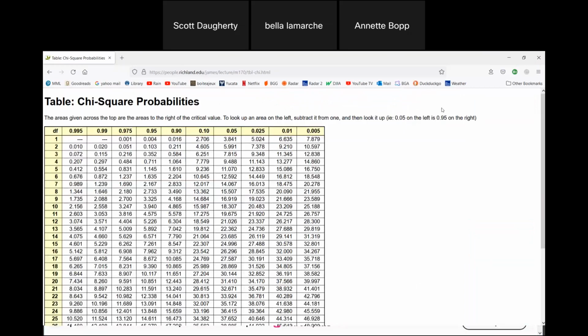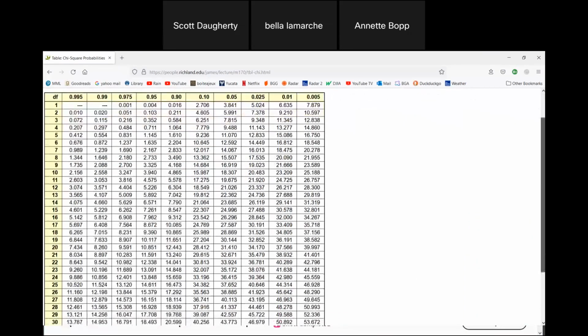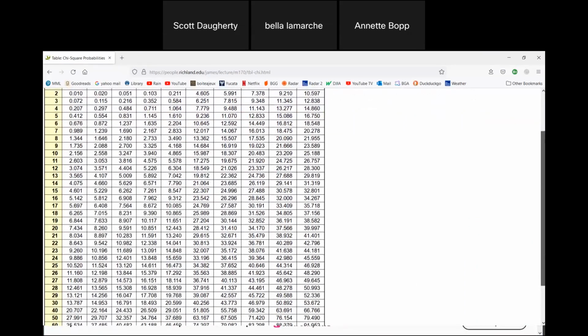And we're going to scroll down till we get to 49 degrees of freedom. And it looks like the closest thing we have is 50. So that's going to be close enough. Doesn't have 49. So when it doesn't have the exact number, just take the closest one. And third column from the right is 71.42. So that's chi-squared right.